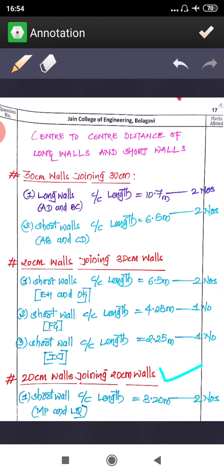Then two walls which are directly going to be connected with 20 centimeter to 20 centimeter. So this section here is 20 centimeter wall joining 20 centimeter. And then I have taken two walls, MP and LQ, both 20 centimeter to 20 centimeter, and I have treated them as short walls, and the center to center is 3.20 meters, and there are two numbers. The calculation of distance I have shown in the previous slide. So here I have directly written the sections, how I have divided the lengths.